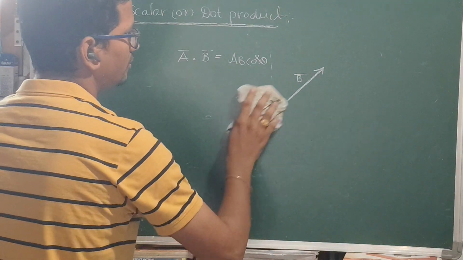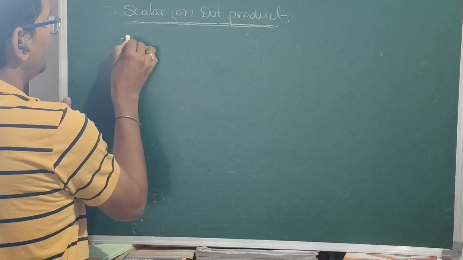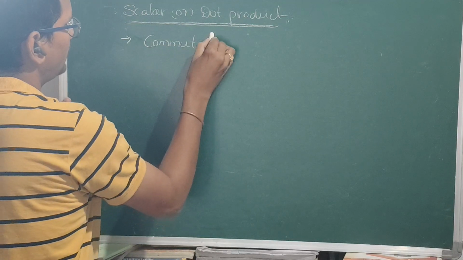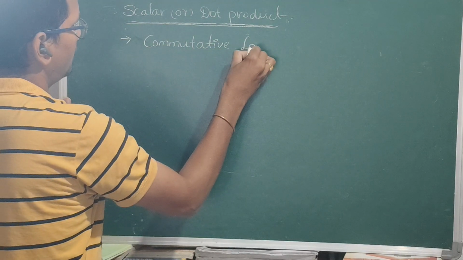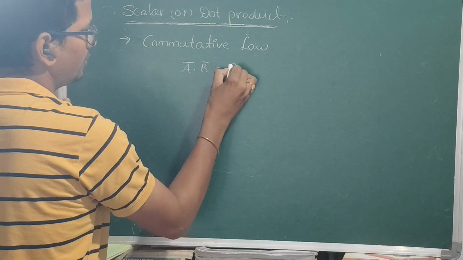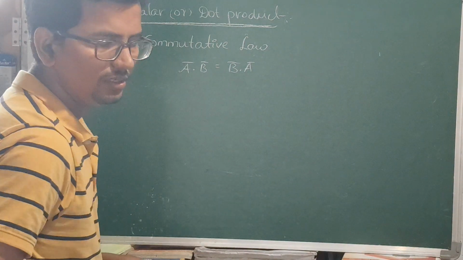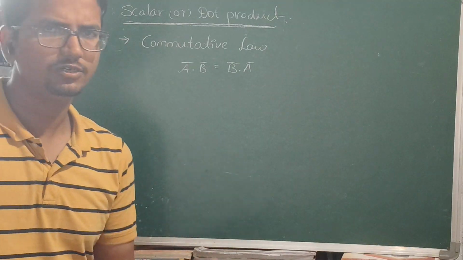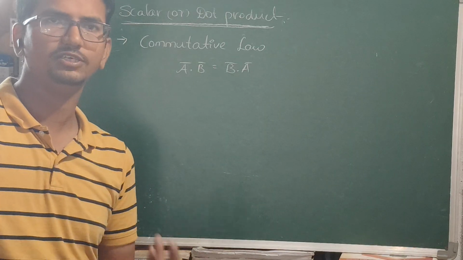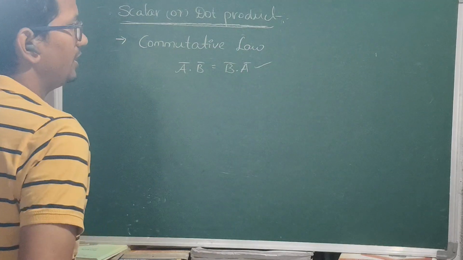Okay, A bar dot B bar is equal to what? AB cos theta. The first property is the commutative law. What is the commutative law? A bar dot B bar is equal to B bar dot A bar. A bar dot B bar is equal to AB cos theta, and B bar dot A bar is equal to BA cos theta. Those are the same, AB cos theta, BA cos theta. That's why it obeys the commutative law.